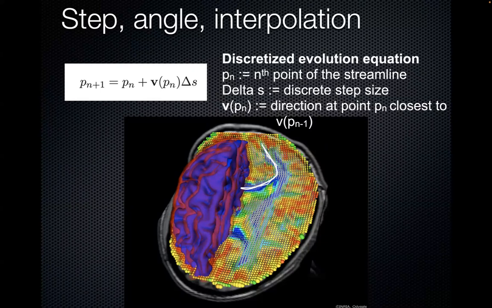You start at a point Pn. You have a vector at this point, V. This is a 3D vector. You take it times a step size. You're at the new point. You have a vector here. So of course you have to interpolate. And you step. And you step. And you step. And you walk in white matter like that from every seed to everywhere else until you meet a stopping criteria.